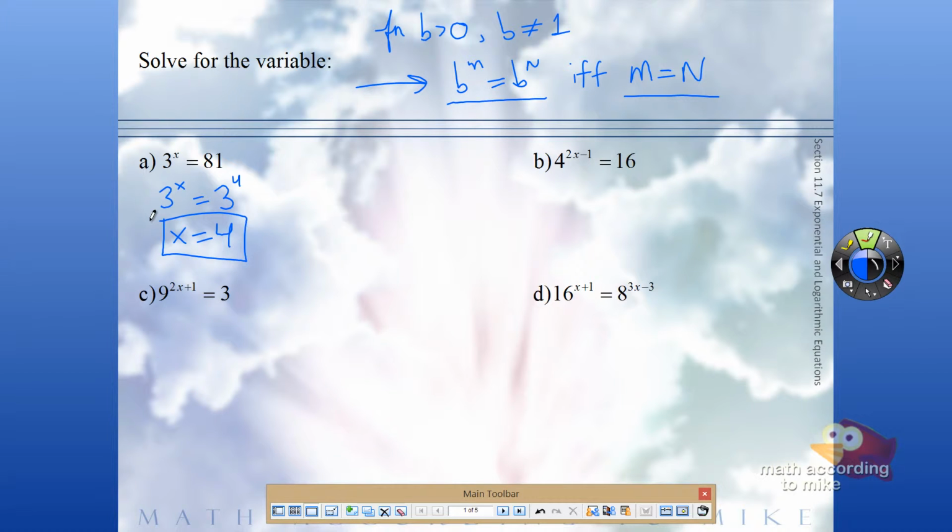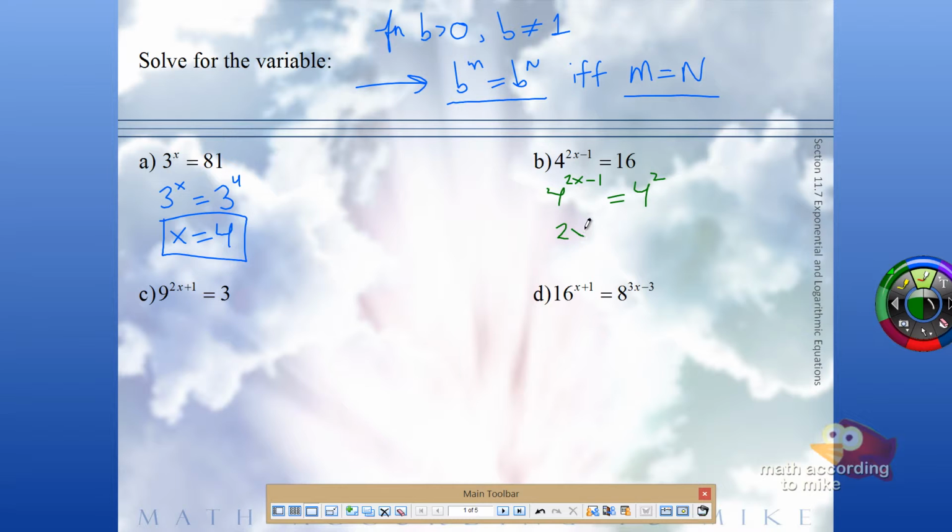So in part B, the same base would be 4. So we can write 16 as 4 squared. Because of the one-to-one property, since we now have the same base, we only concern ourselves with the exponent. The exponent on the left must equal the exponent on the right. Solving for x, we get 2x equals 3, and that implies x equals 3/2.